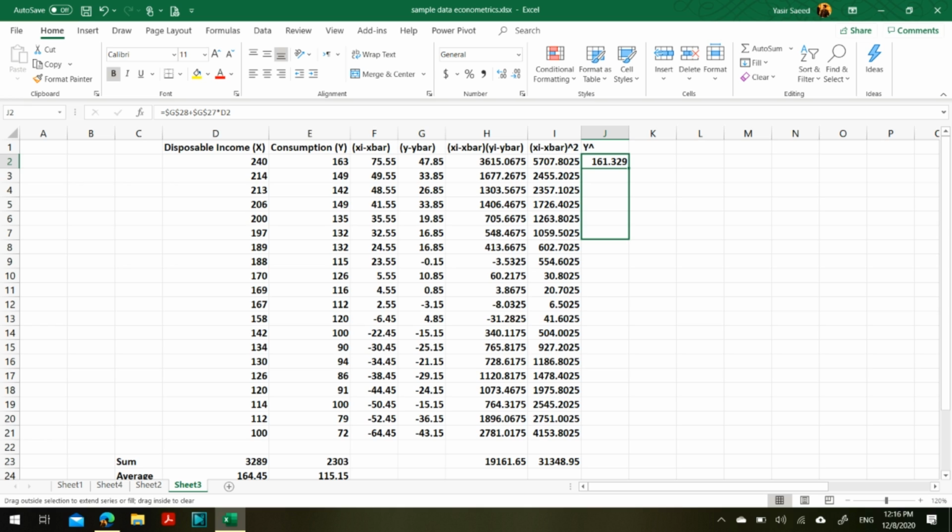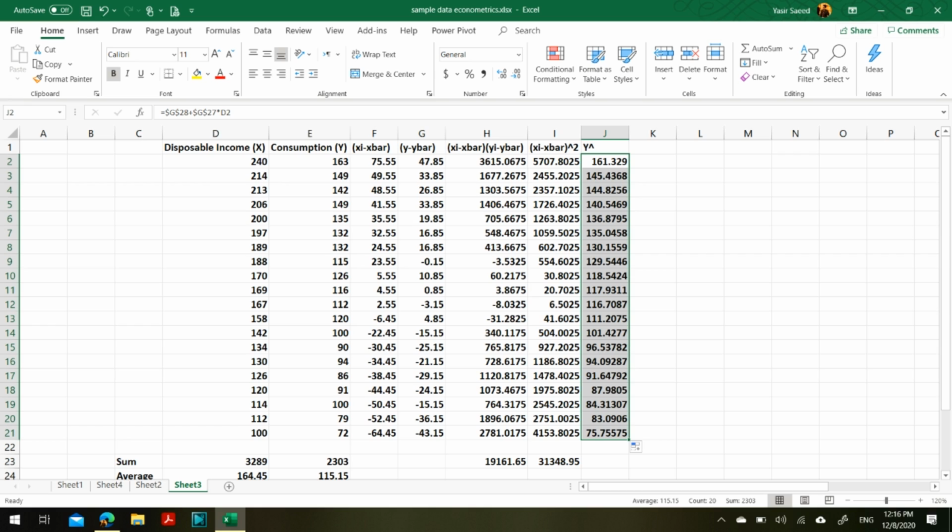And then again I drag the formula for all these cells, and what I get is a predicted value of y for each value of x. So when x is equal to 214, our prediction of the value of y is 145, whereas the actual value is 149. Then when the value is 213, our prediction is 144, whereas the actual value was 142. There is a slight difference in each value, and this is what we call the residual term. This is the residual.